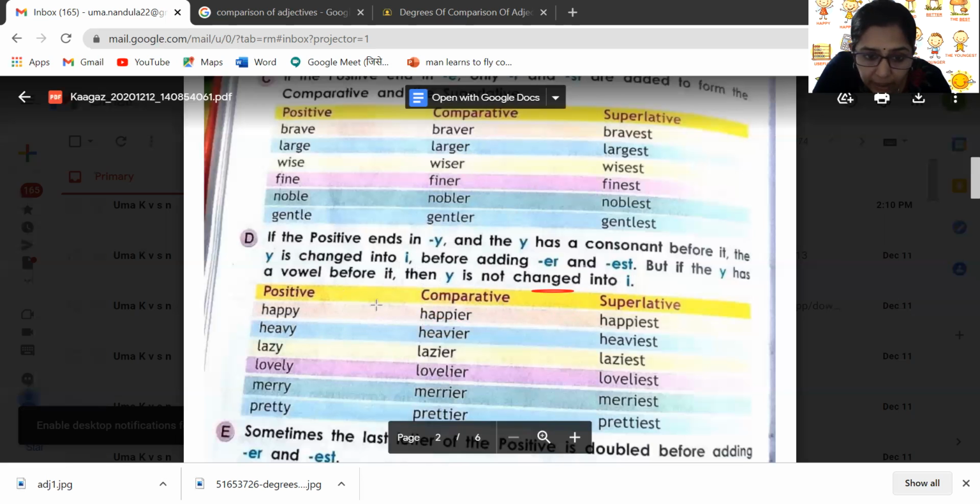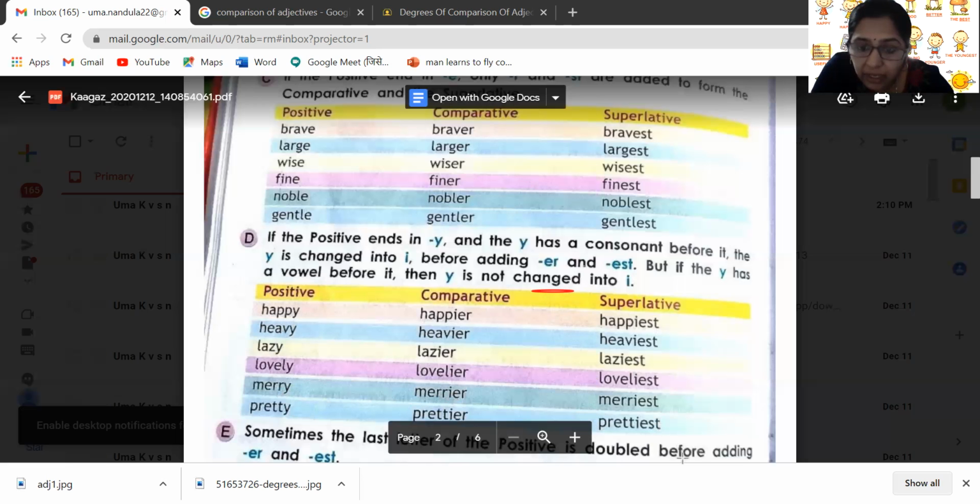Happy. Y has a consonant before it. See, what is there before Y? P, a consonant sound. So remove Y and add IER, and here you add IEST. So happy, happier, happiest. Heavy, heavier, heaviest. Lazy, lazier, laziest. Lovely, lovelier, loveliest. Merry, merrier, merriest. Pretty, prettier, prettiest.